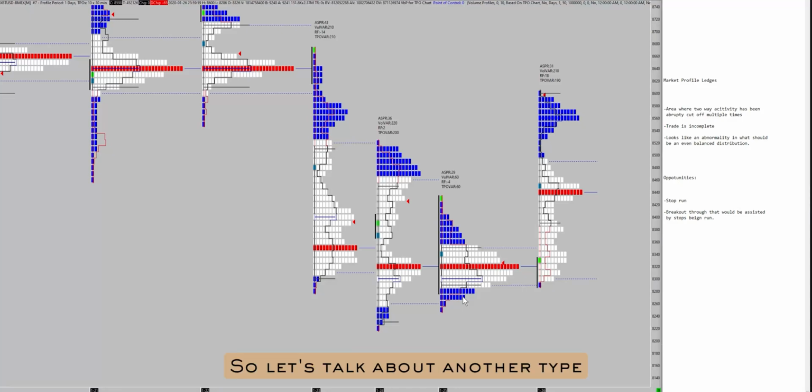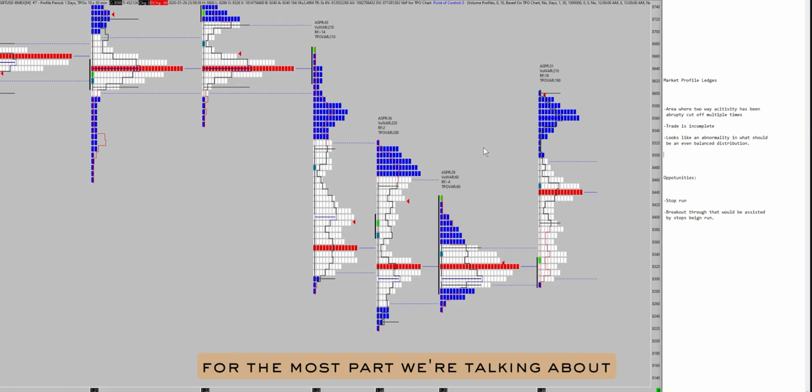All right, so let's talk about another type of structural anomaly, and these are ledges. Just as the word implies, this is where activity literally just falls off a ledge, where two-way activity is abruptly cut off and we don't have an even distribution within the structure. At a high, this is a ledge, but it helps form a poor high.